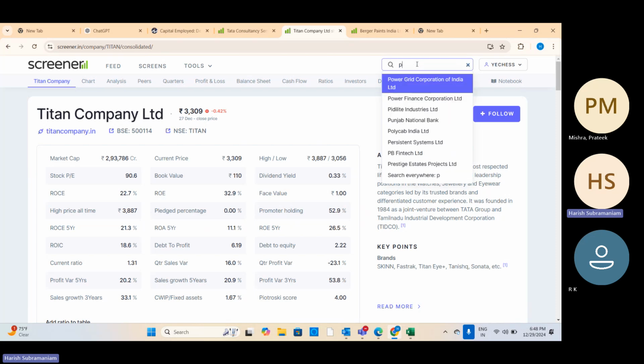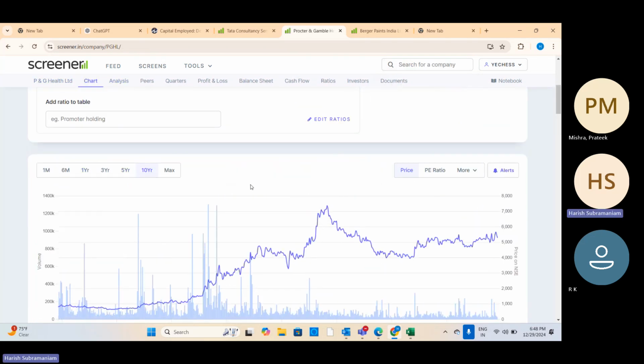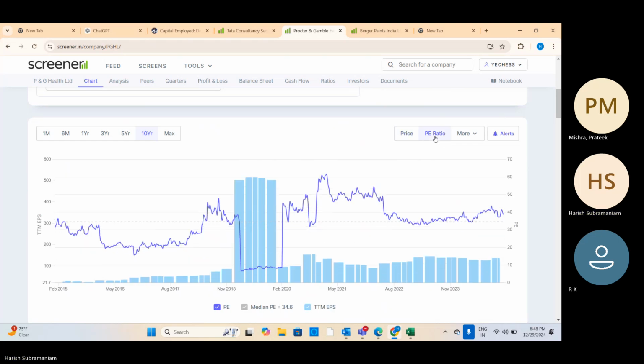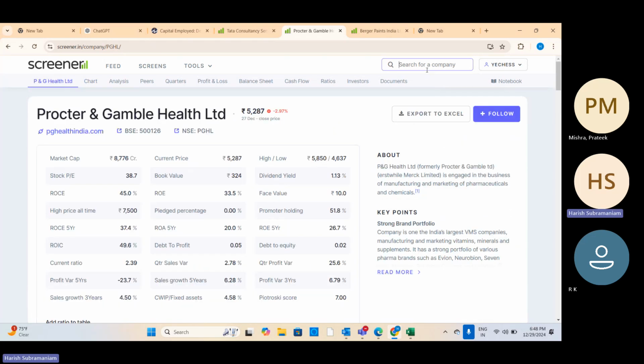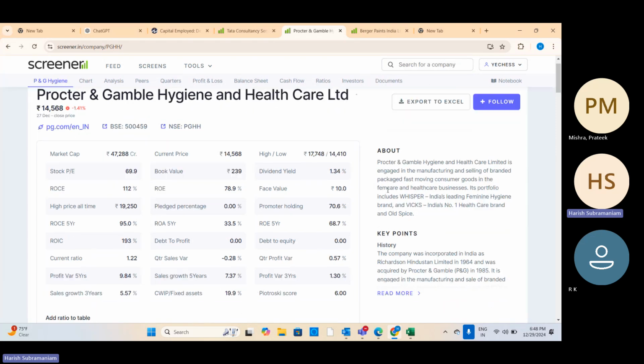So let's take another example. So this is Procter and Gamble. I think it's health and hygiene that we should buy. We are looking at the FMCG company, not this.